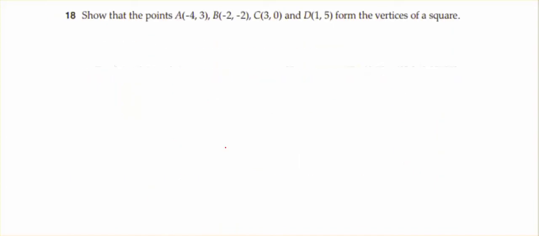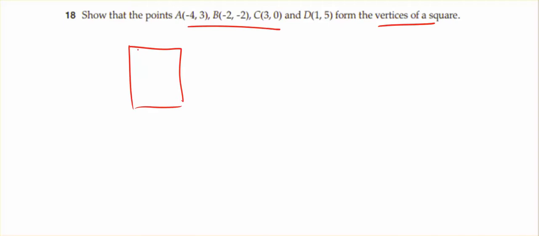All right, question 18. We want to show that these 4 points form the vertices of a square. We want to prove that it's a square. Now, the thing about a square is that these angles are 90 degrees, so these are all 90 degrees. So what I'm actually proving is that the gradients of AD and AB are perpendicular.